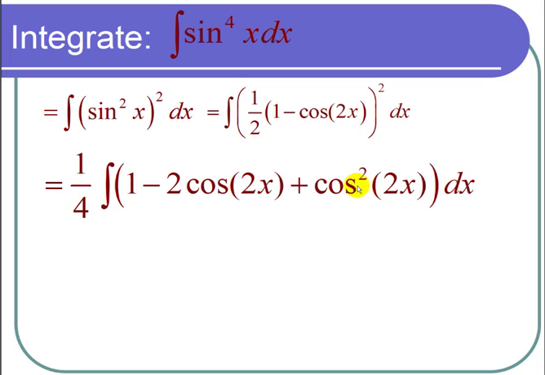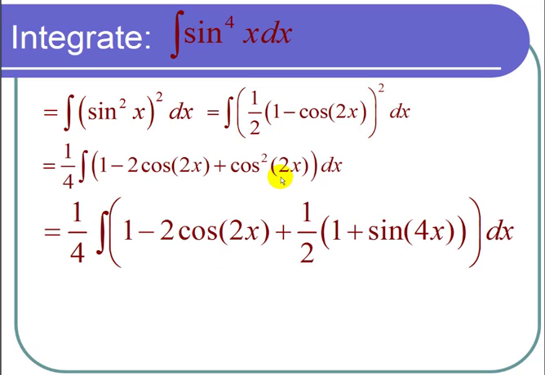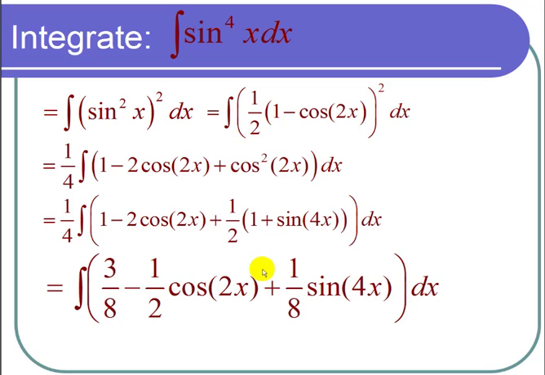2x. And now I have a cosine squared, and for that one, I'm going to use the half angle formula again for the cosine. The cosine squared of 2x is the same as 1/2 times 1 plus the cosine of double this angle, and double 2x is 4x. At this point, let's multiply the 1/4 through and combine like terms. And what I get is 1/4 plus 1/8 is 3/8. The 1/4 times 2 is a half, and 1/4 times 1/2 is 1/8.